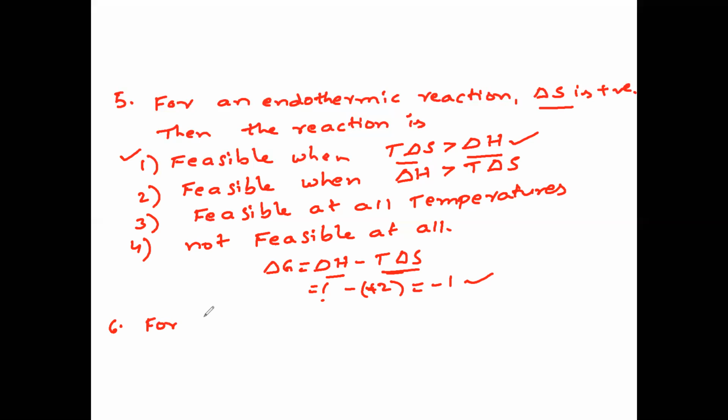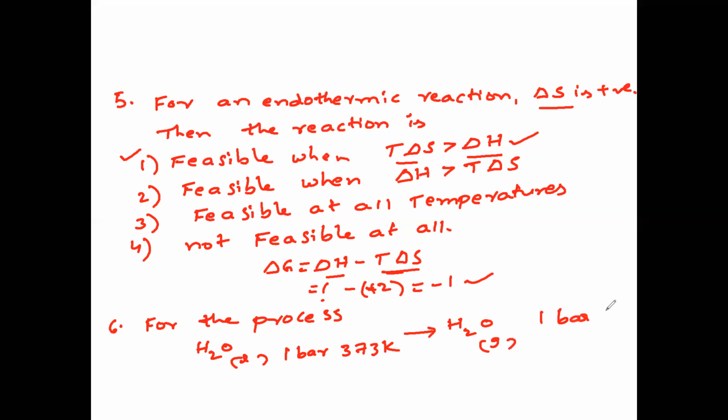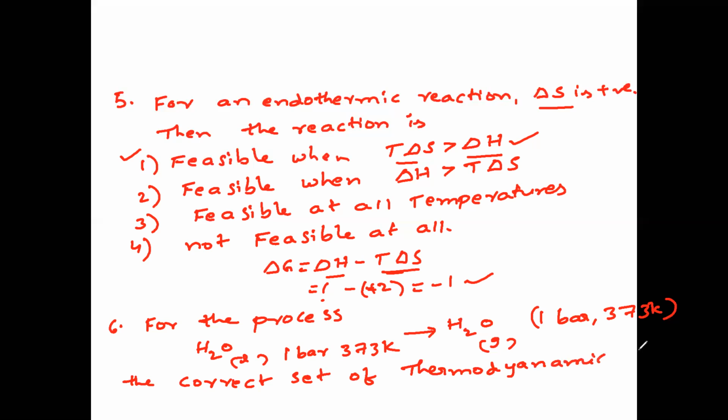For the process H2O liquid at 1 bar pressure and 373 kelvins changing into H2O gas at the same temperature and pressure, that is 1 bar pressure and 373 kelvins, the correct set of thermodynamic parameters is: first option, delta G is equal to 0, delta S is positive.